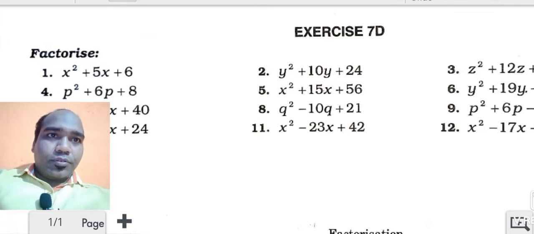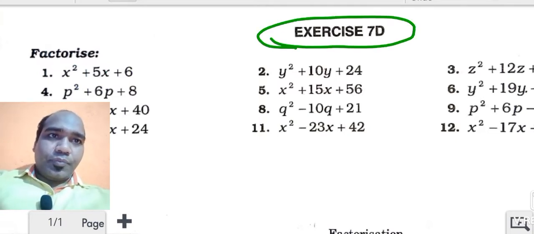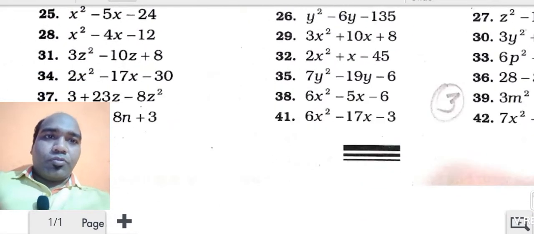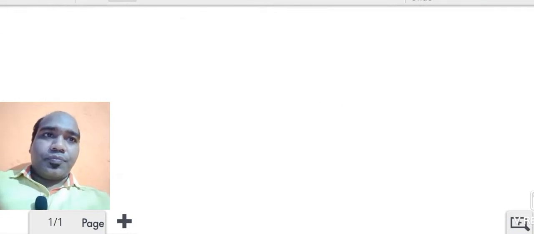Now, today we are going to start exercise 7D. But before starting exercise 7D, we'll have to understand some concepts related to this exercise. Then only we'll be able to solve the questions of this exercise.